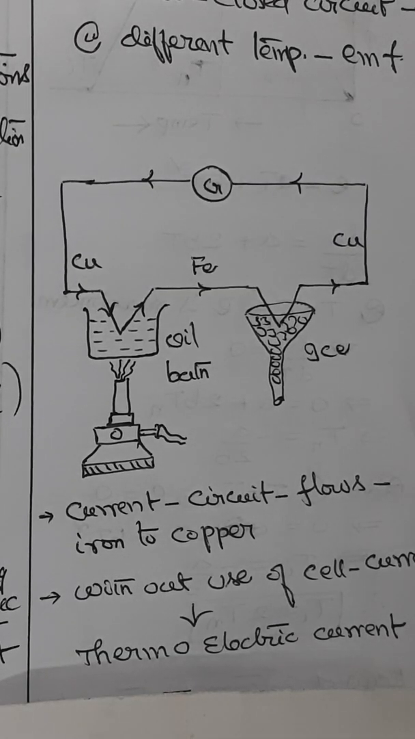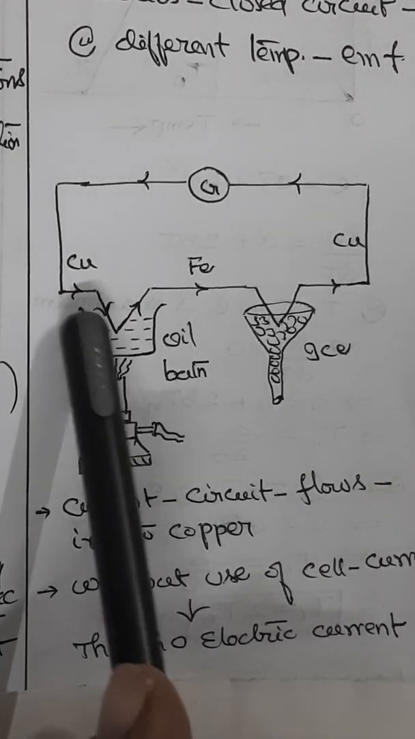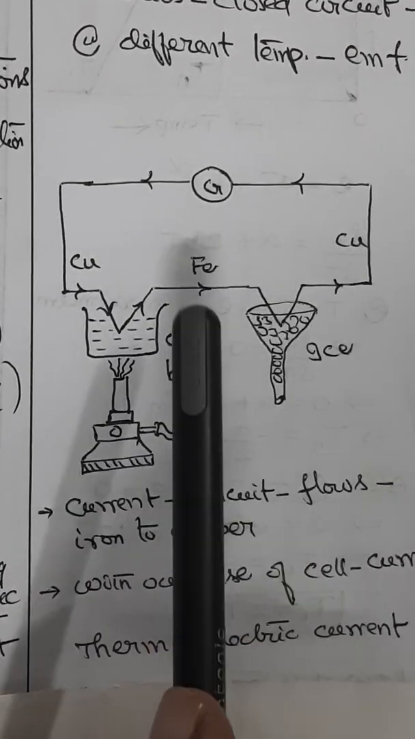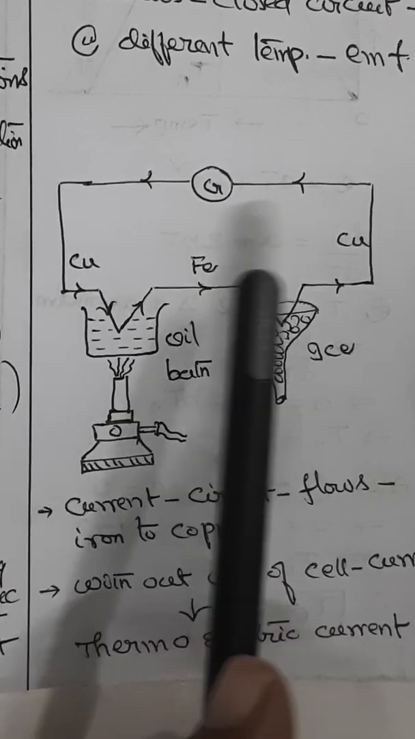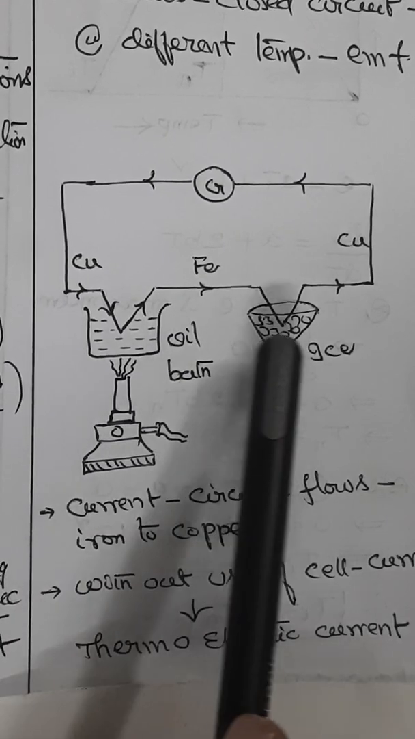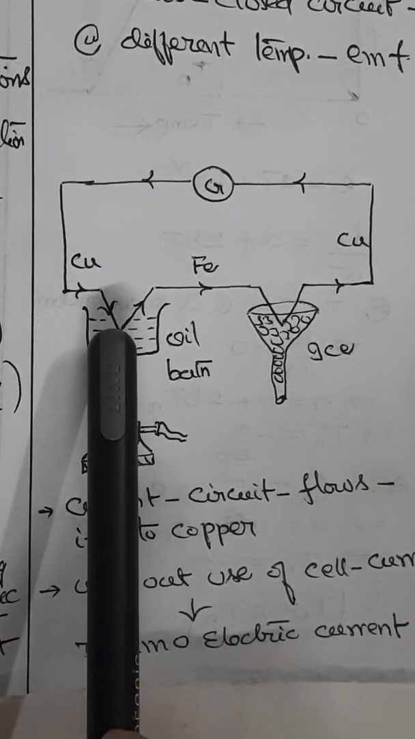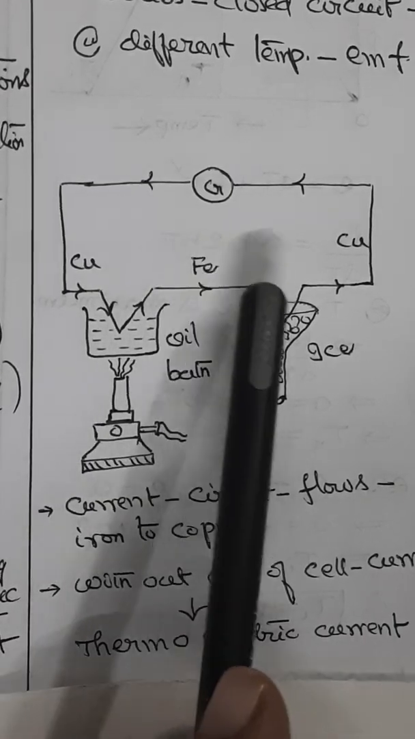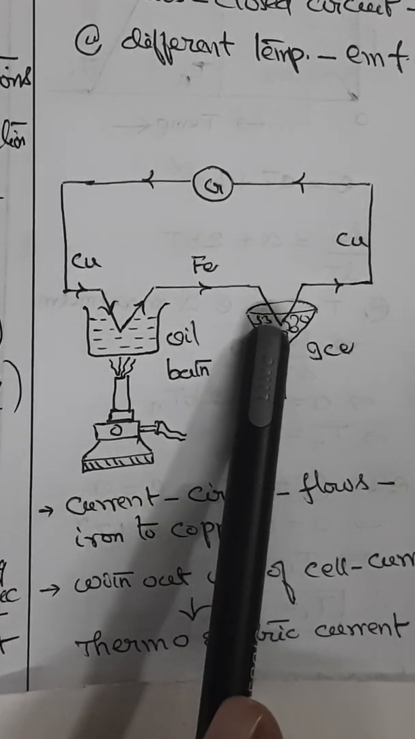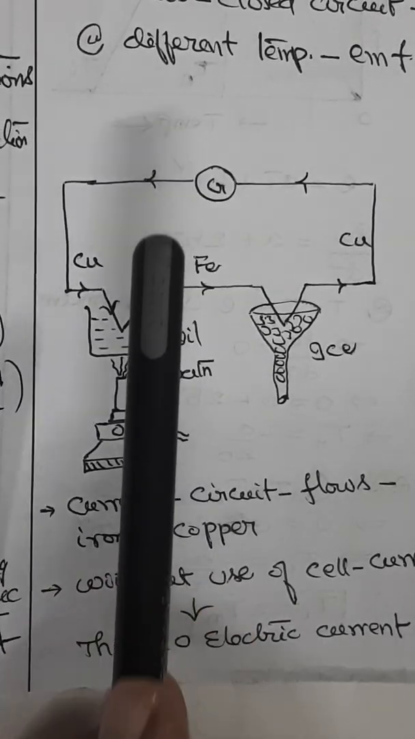Now current is produced and it flows through the circuit from iron to copper through the cold junction. Here, for example, you see copper and iron, two dissimilar metals joined at the two junctions, both at different temperatures. One is kept in an oil bath to be a hot junction, and another is kept in ice to be a cold junction. Then the current flows. The deflection can be seen through the galvanometer here.